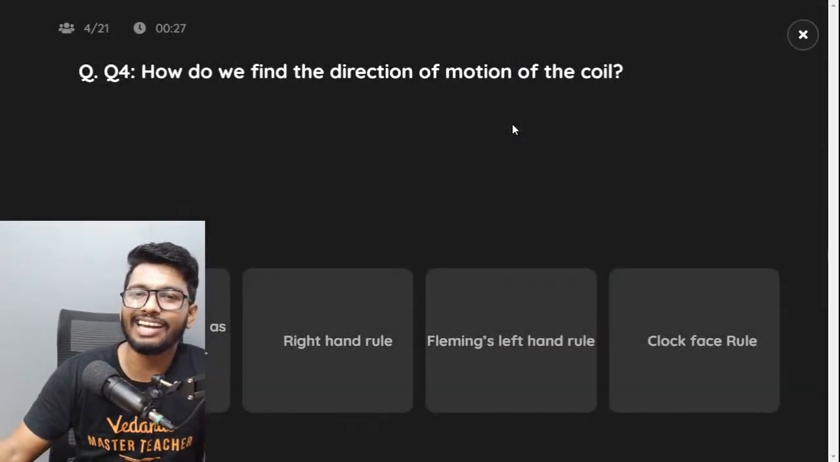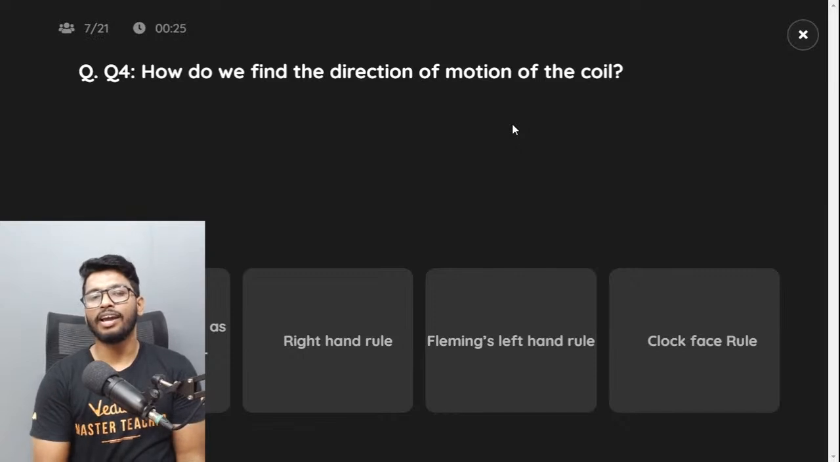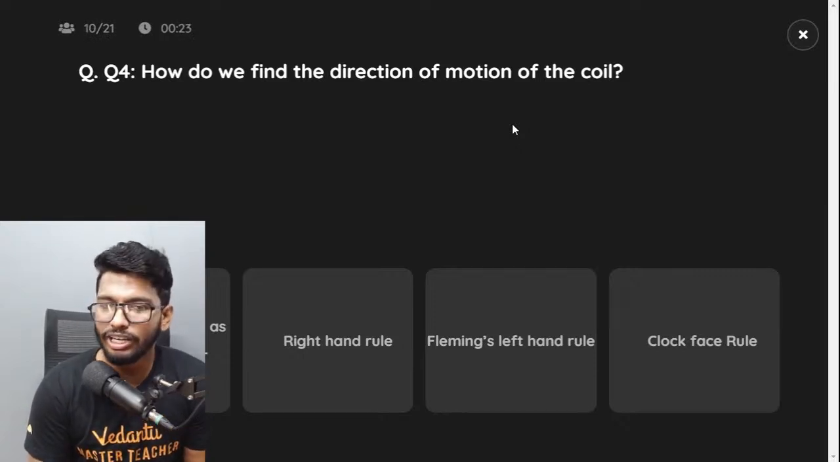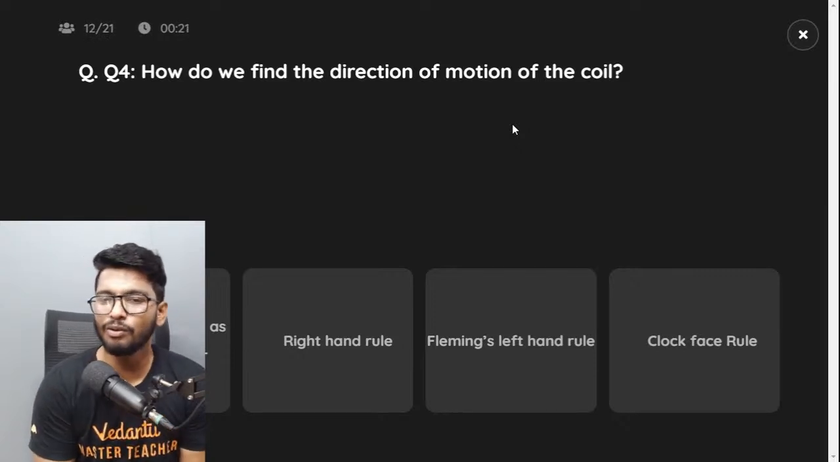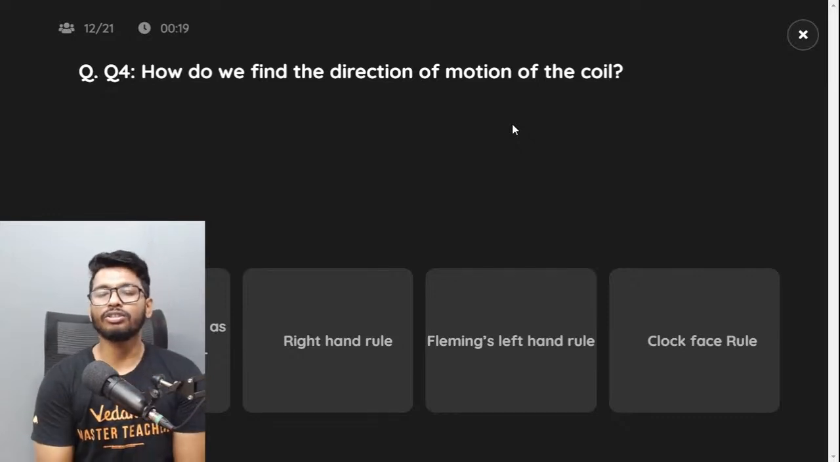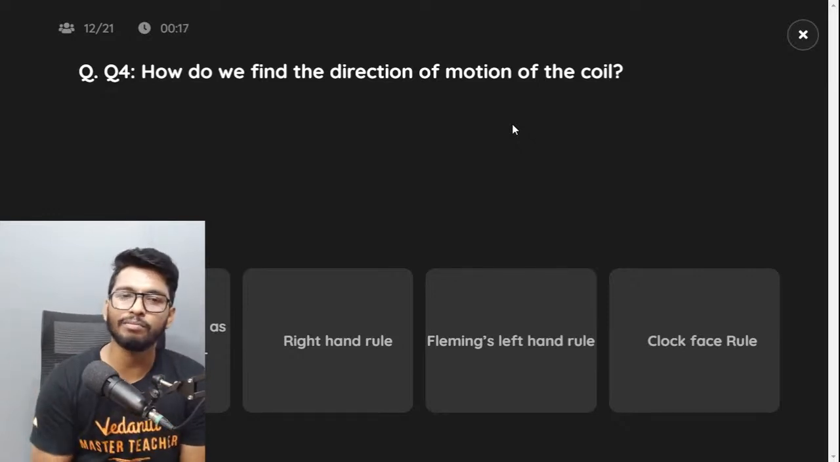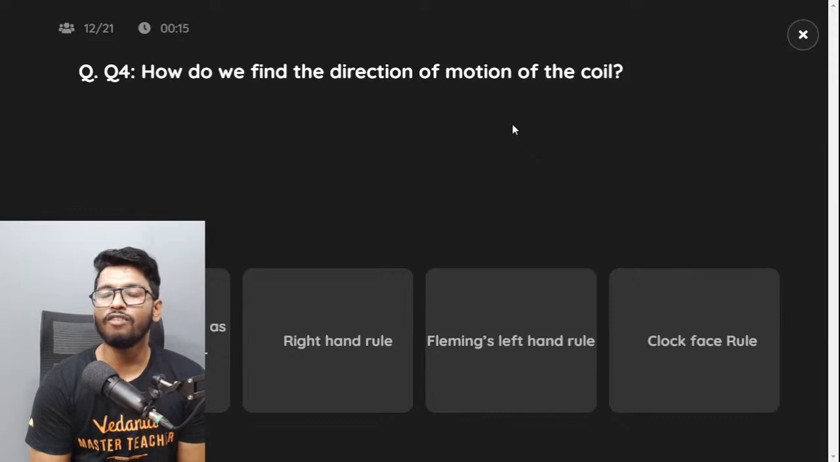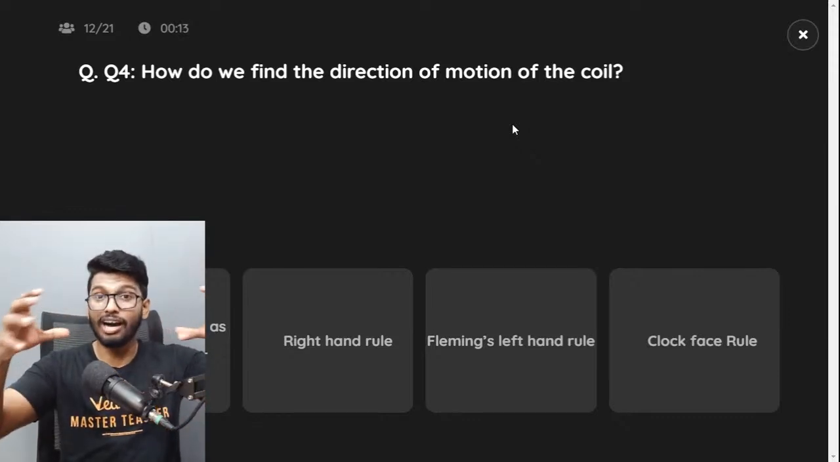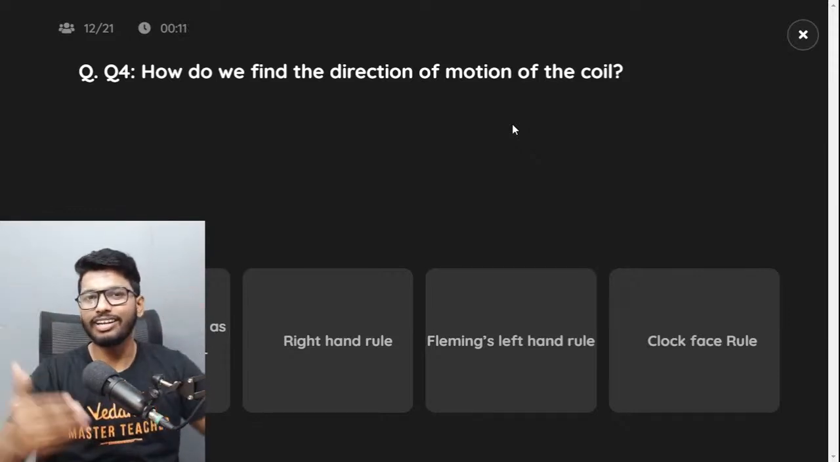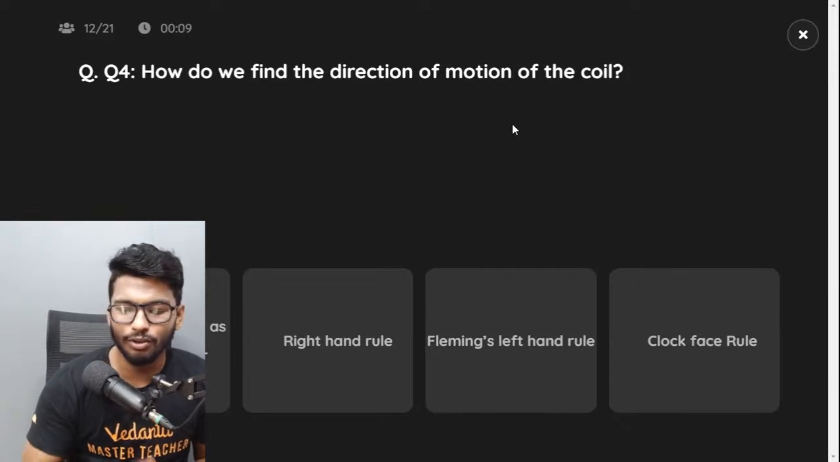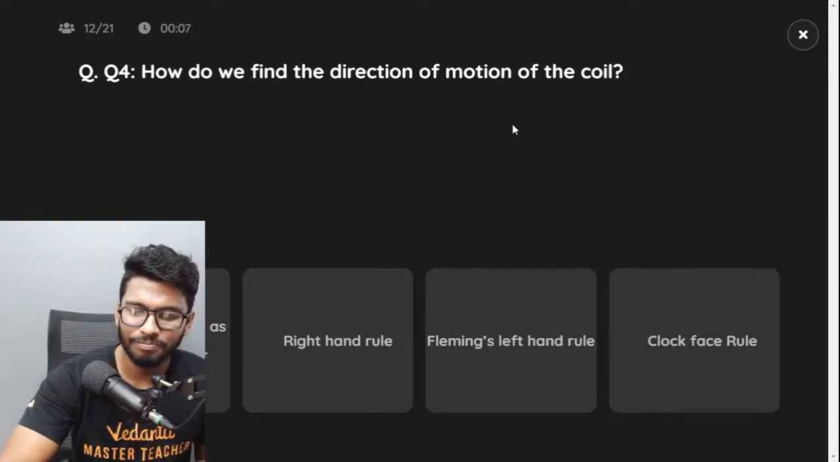How do we find the direction of motion of the coil? Is it the right hand rule, Fleming's left hand rule, or the clock face rule? Which of these can be used to find the direction of motion of the coil? If we talk about the armature coil, how do we find out the direction of motion of this armature coil? Let's go.